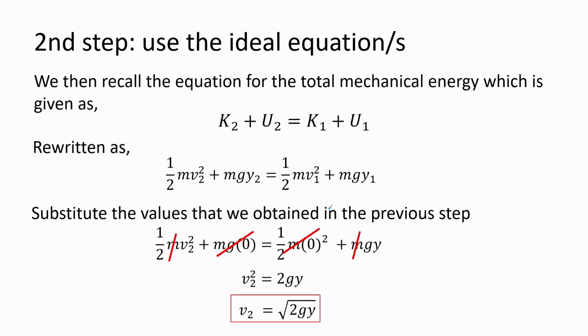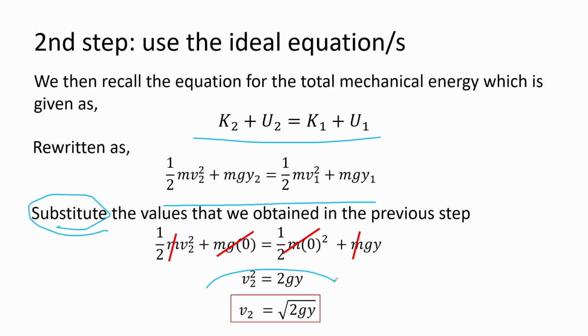The next step is to use the ideal equation for the problem at hand. So we recall the total mechanical energy formula and we rewrite it as the sum of the initial potential and kinetic energies equal to the final potential and kinetic energies. We then substitute the known and unknown values into the formula and we get the magnitude of velocity, or simply speed, at the second position, which is equal to the square root of 2 times g times y.